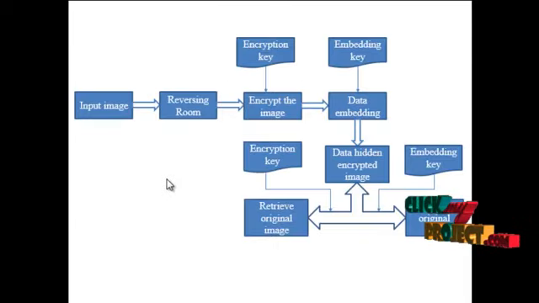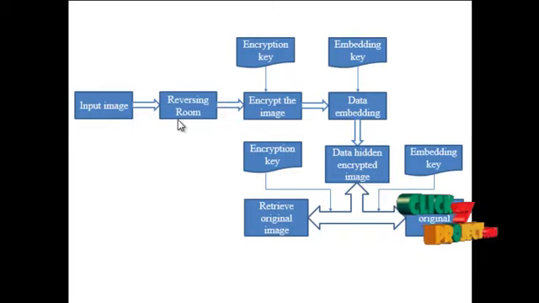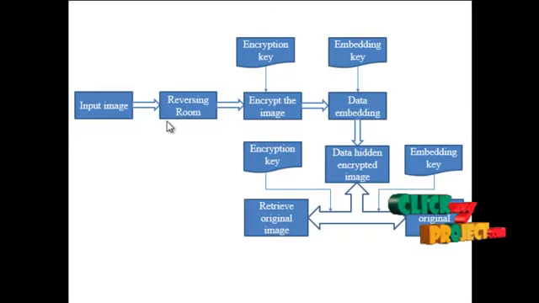This is the flow diagram for our process. First we give the input image. Any type of natural image can be given. The input image goes to the reserving room. In the reserving room, the space is allocated by the center, and after the space is allocated, the image is encrypted by the encryption key. The AES algorithm is used for the encryption process.